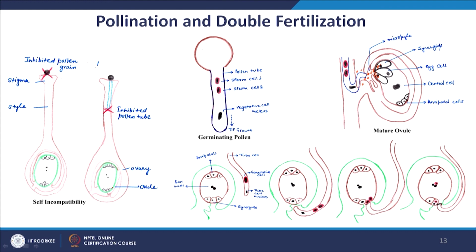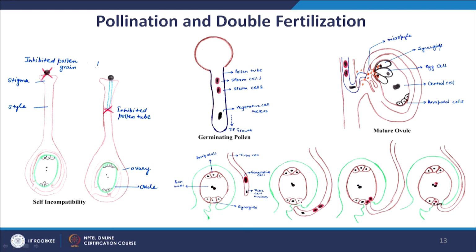But eventually, in the case where fertilization is successful, the pollen germinates and makes a structure called the pollen tube. When the pollen tube reaches the micropyle of the ovule, one of the synergid cells secretes some kind of signal, and this signal is very important for the pollen tube to reach the embryo sac.